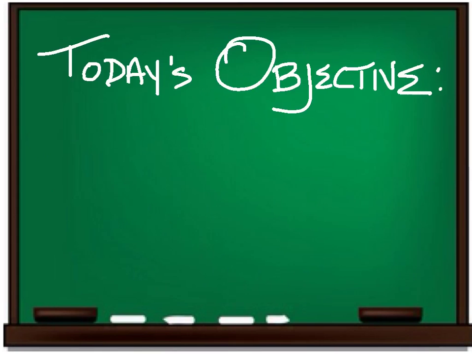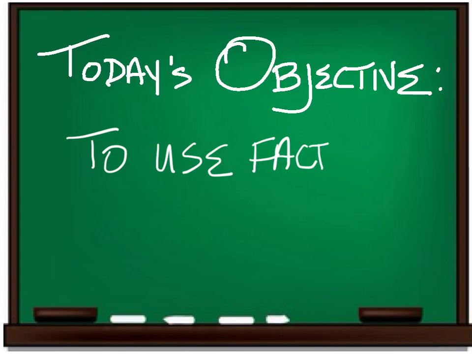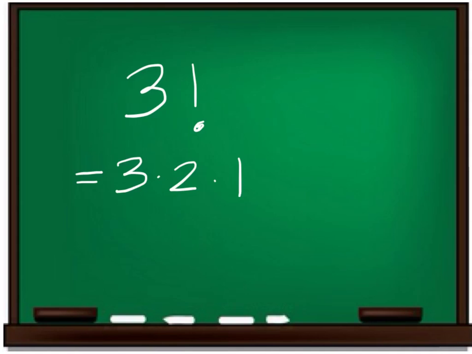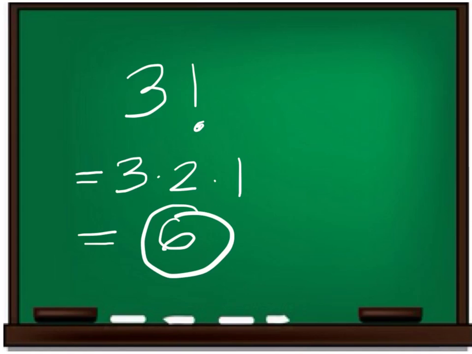Today's objective is to use factorials. And a factorial sign is this. Looks like an exclamation point. Example 1. If I had 3 factorial, that's the same thing as saying 3 times 2 times 1, which is 6. And these don't change.